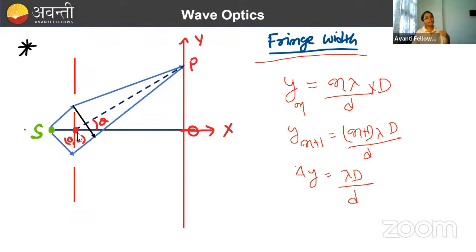So if you calculate for the dark fringes also, you will be getting the same value. So fringe width is the distance between two consecutive maximas or minimas, and that you will be getting as lambda D by d. Again, this distance will get influenced by the medium in which you are conducting your YDSE experiment. Done? Chalo. In that case, lambda will get changed to lambda by mu.